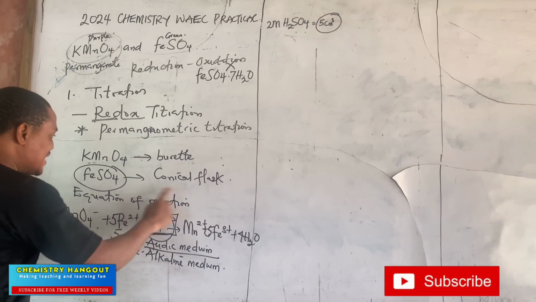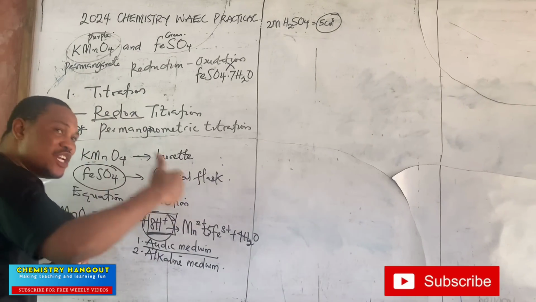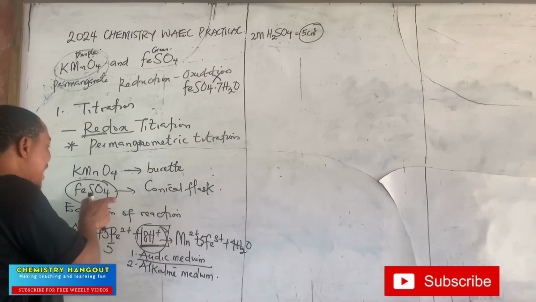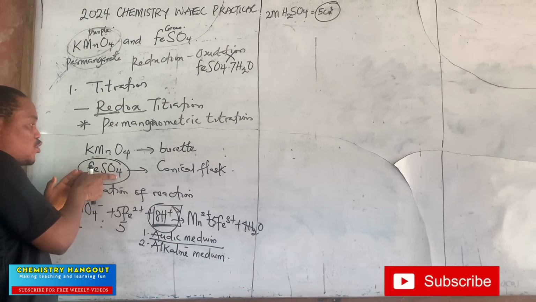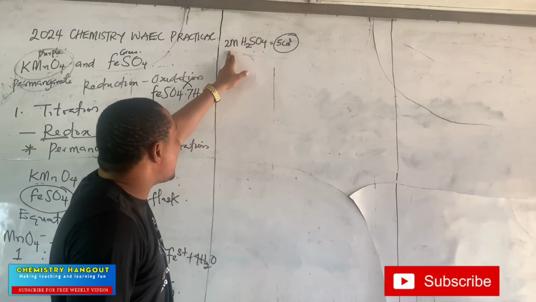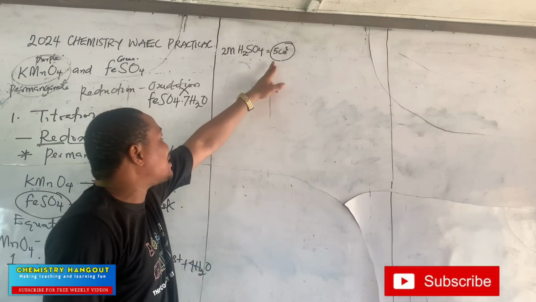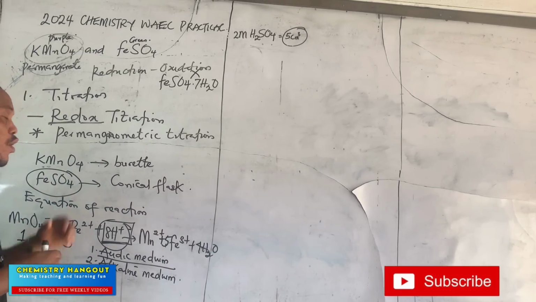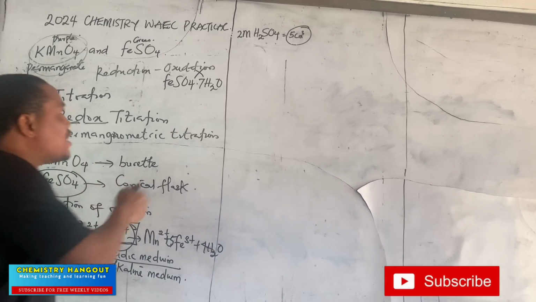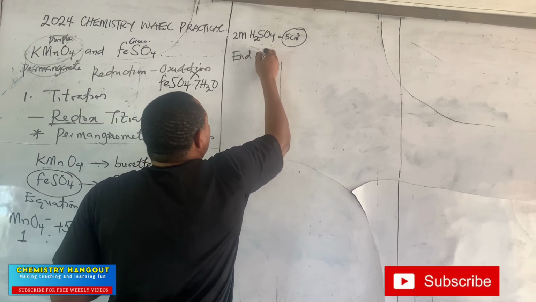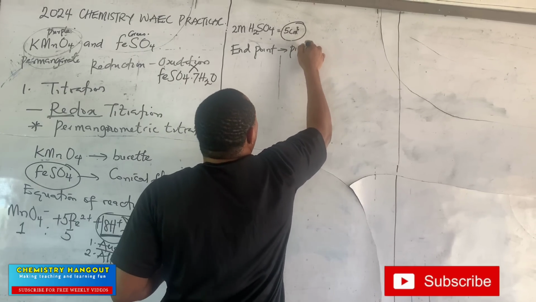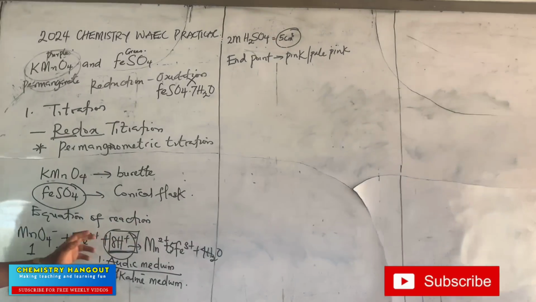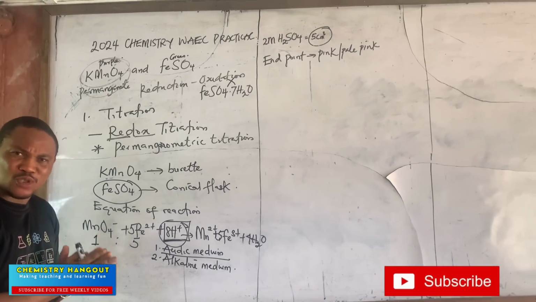So for us to provide this particular titration with the acidic environment that it needs to proceed, I'll prepare 2 molar H2SO4. Immediately after I pipette my FeSO4, I measure 25 cm3 of iron(II) sulfate in the conical flask. Then I will add 5 cm3 of 2 molar H2SO4 into the conical flask that already has this. Then I'll begin to titrate. Our end point should be pink or pale pink. The first permanent pale pink is where this reaction has got completed. I want to believe this is clear.